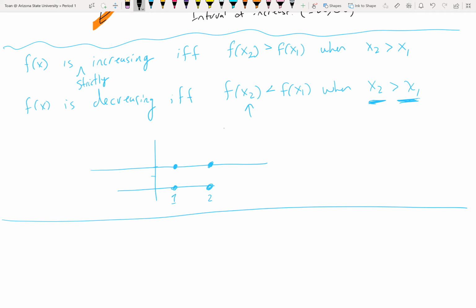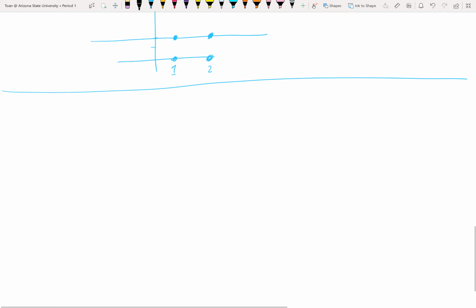Okay. The last thing that we sort of need to be good at when it comes to analyzing graphs is finding local extrema. Local extrema is just the plural form of local extreme values. Those are simply your max and min values.